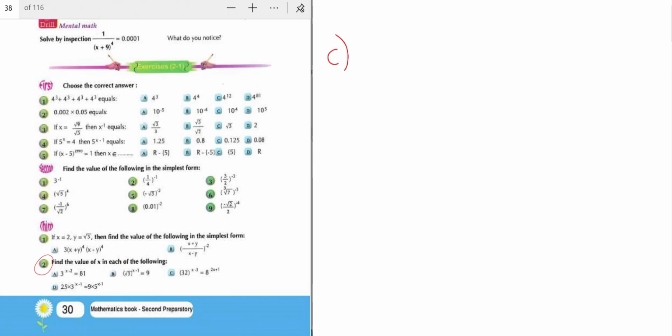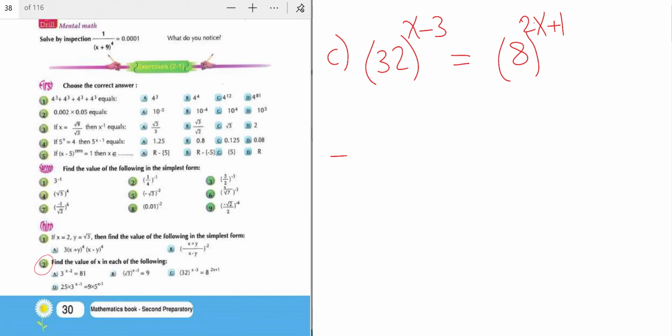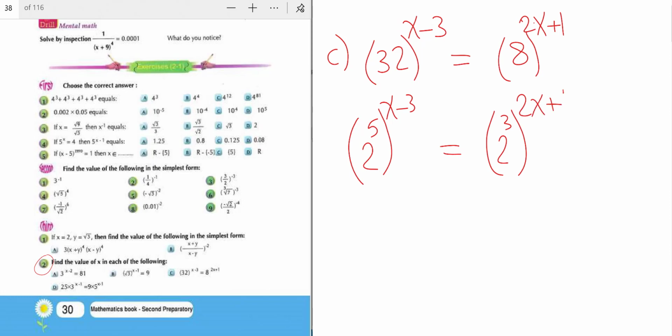Number C: 32 all power x minus 3 equals 8 power 2x plus 1. 32 as a base 2: 2 power 5 equals 32, all power x minus 3. And 8 is 2 power 3, all power 2x plus 1.